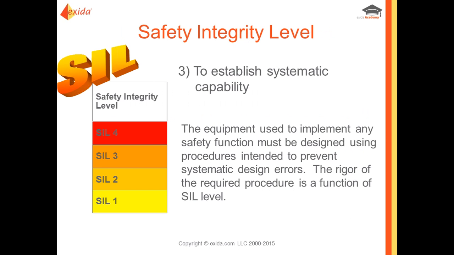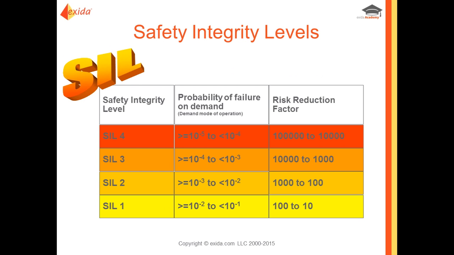Next, we're going to look at how to establish systematic capability. The equipment used to implement any safety function must be designed using procedures intended to prevent systematic design errors. The rigor of the required procedures is a function of the SIL level.